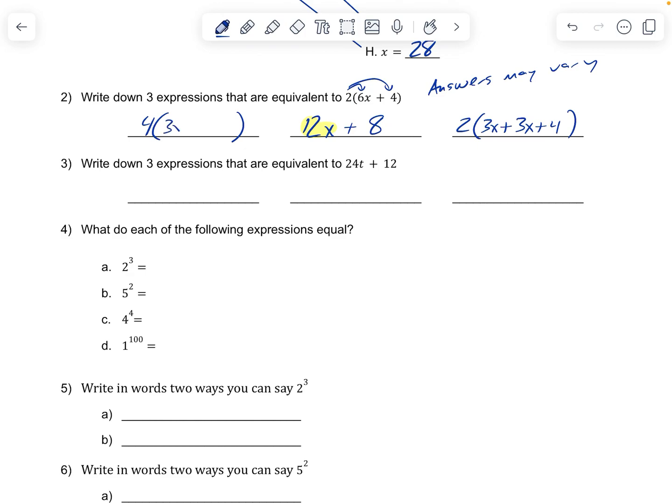Well, 4 times 3x gives me 12x. And 4 times what gives me 8? 2. So that would also work. And of course, there's a ton of other ones, but those are just a few different examples.